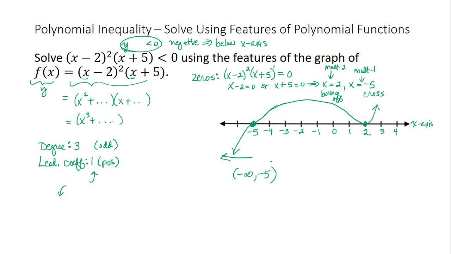So I had to find the zeros, know their multiplicity, and know the end behavior of the graph. Those pieces tell me where the graph is above or below the x-axis, and from there I can get my solution.